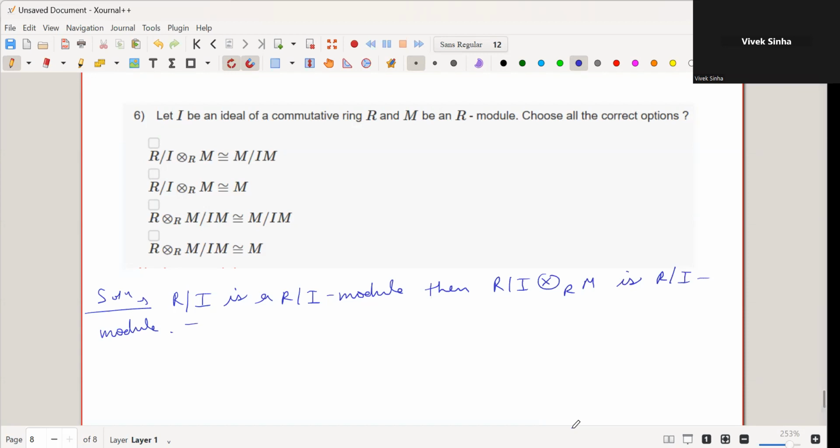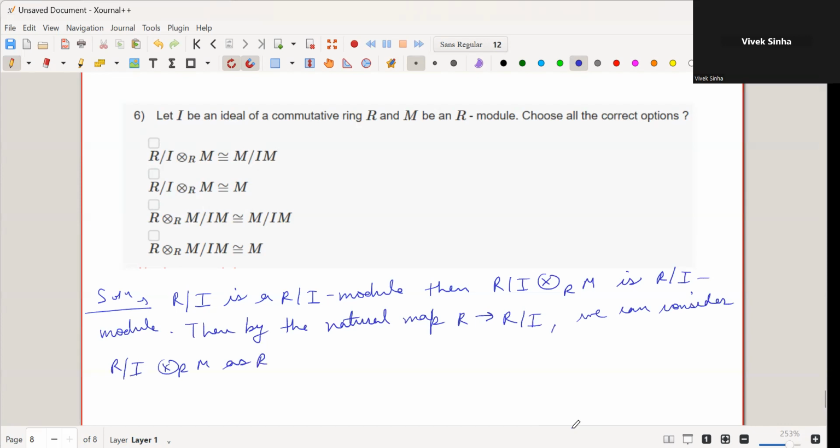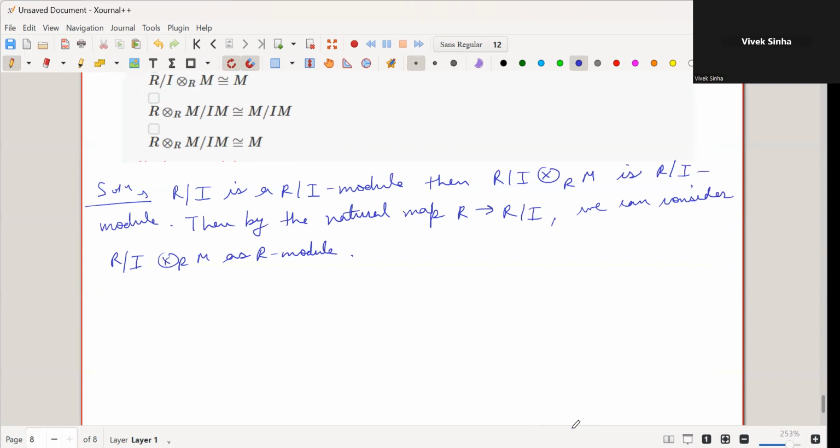Then, by the natural projection, we saw the restriction of scalars, right? By the natural map from R to R/I, the homomorphism, the R/I module structure is there, so we can give an R module structure. We can consider R/I as an R module. Okay, then what to do?